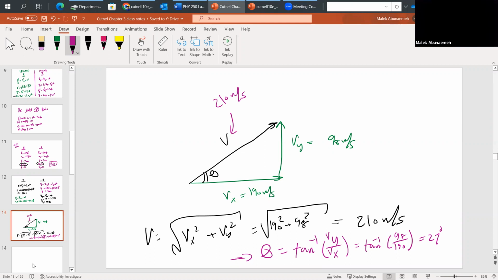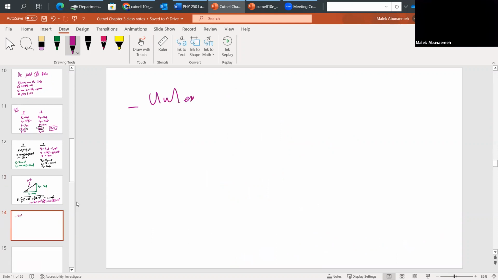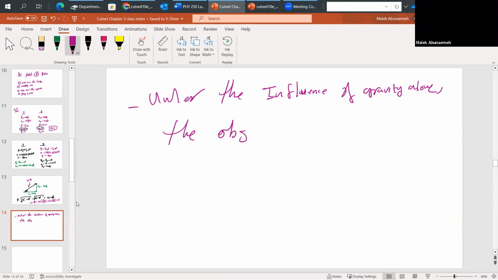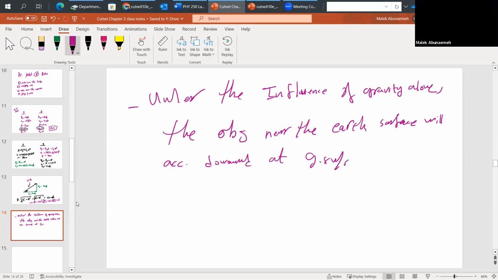Now, awesome. Now, under the influence of gravity alone, the object near the Earth's surface will accelerate downwards at 9.8 meters per second squared.